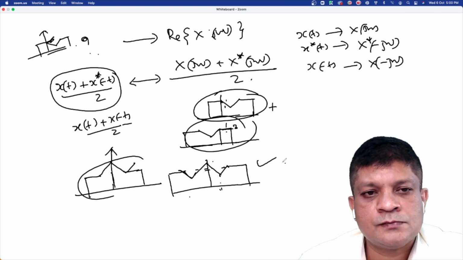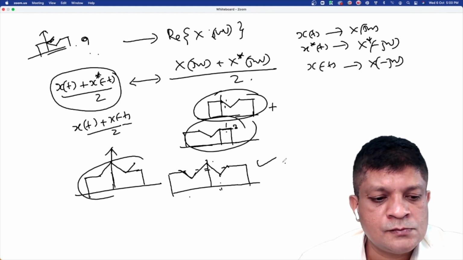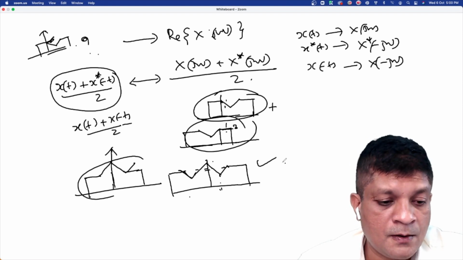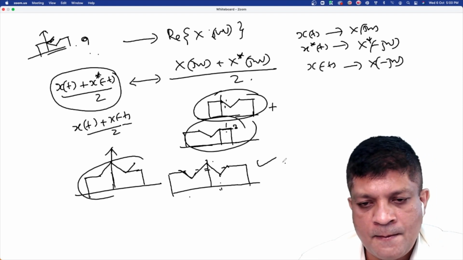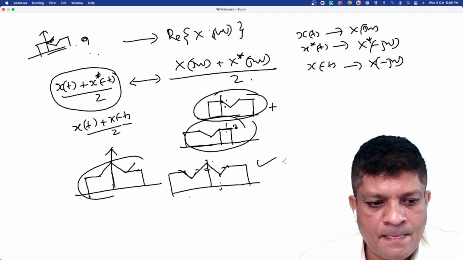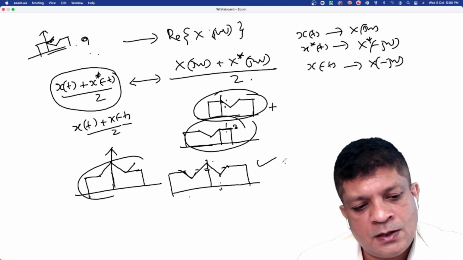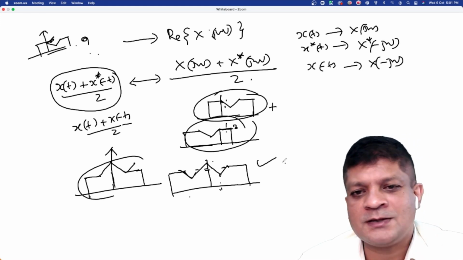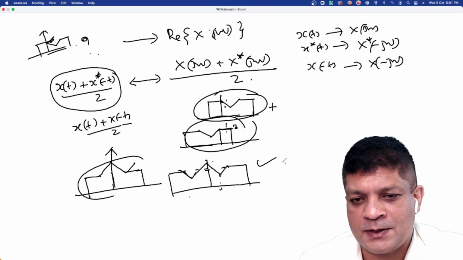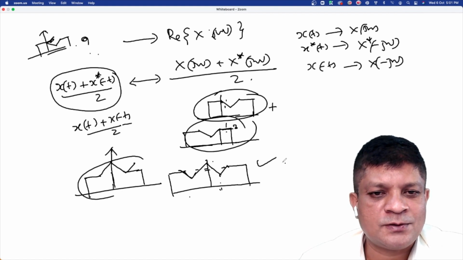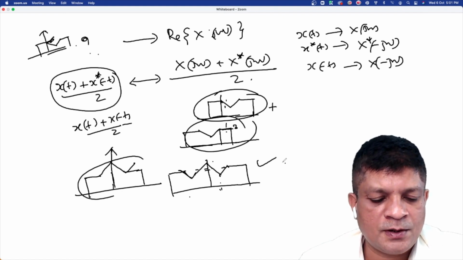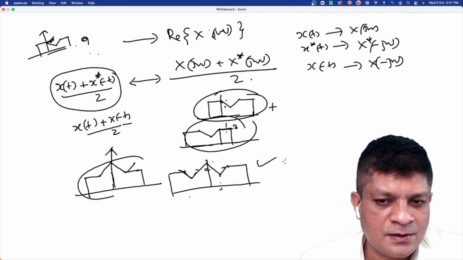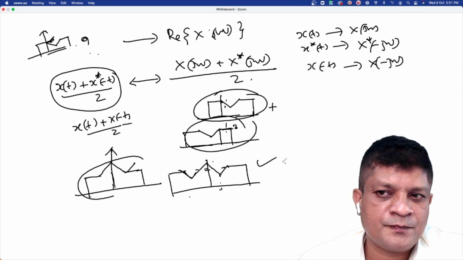Sir, in the E part of this problem, won't it be equal to xt convolution x of minus t at t equal to 0? That also we can write, that is also true. But there is a direct property called Parseval's theorem. We'll discuss tomorrow. You are right, you can write it as xt convolved with x star of minus t at t equals 0.